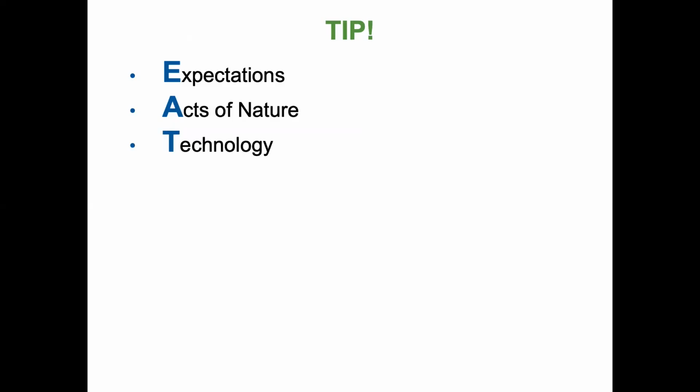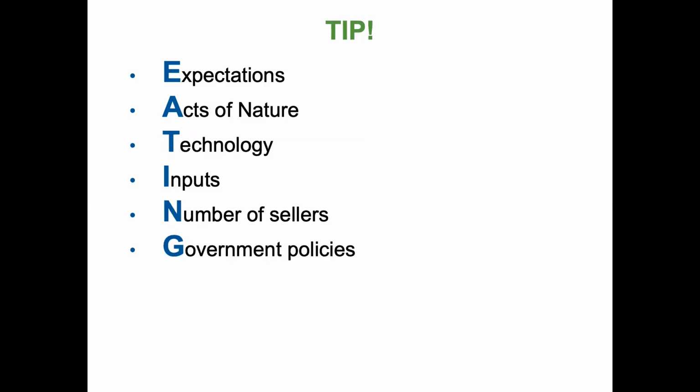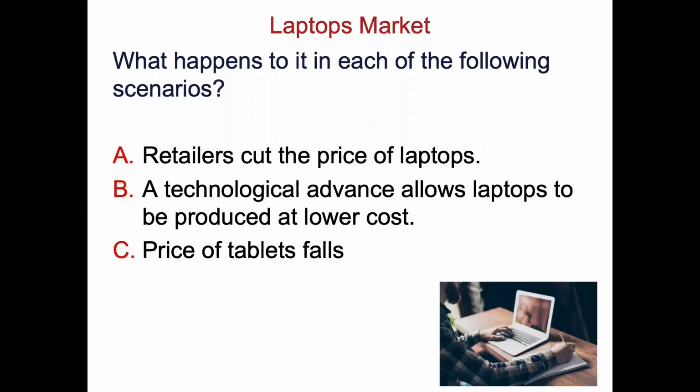For supply shifters, I have a word you can use to memorize these factors. First, let's list them. Expectations, acts of nature, technology, inputs, number of sellers, government policies. And that's eating.